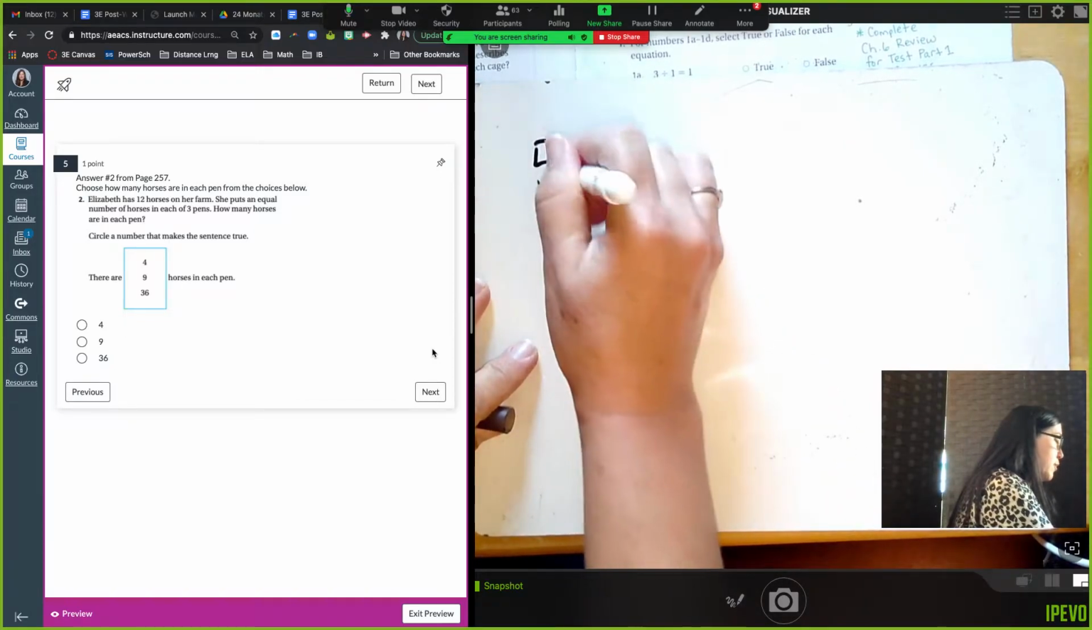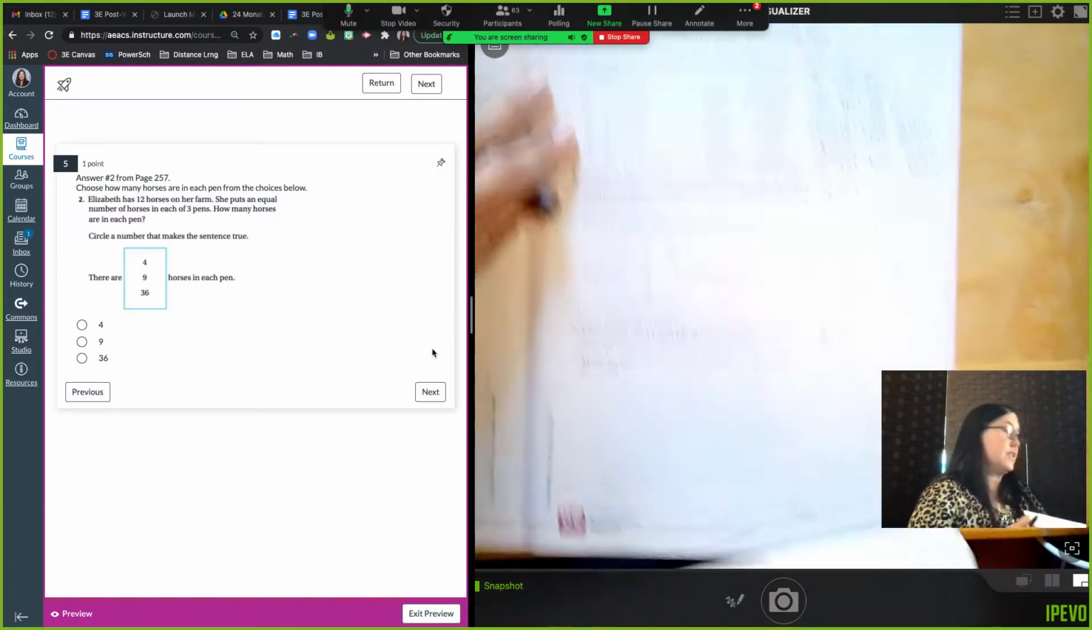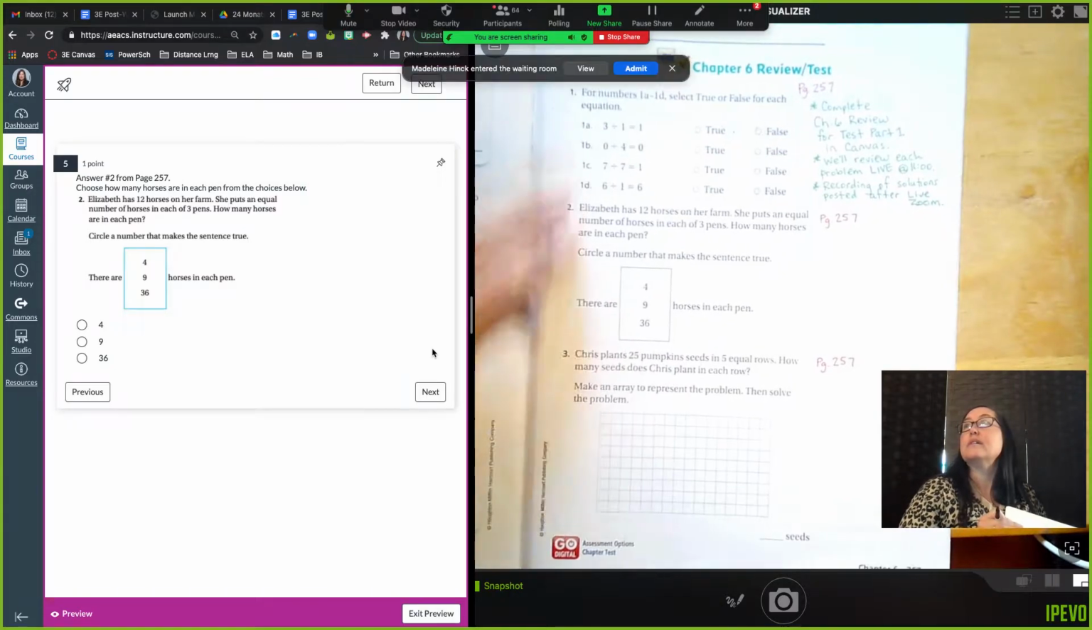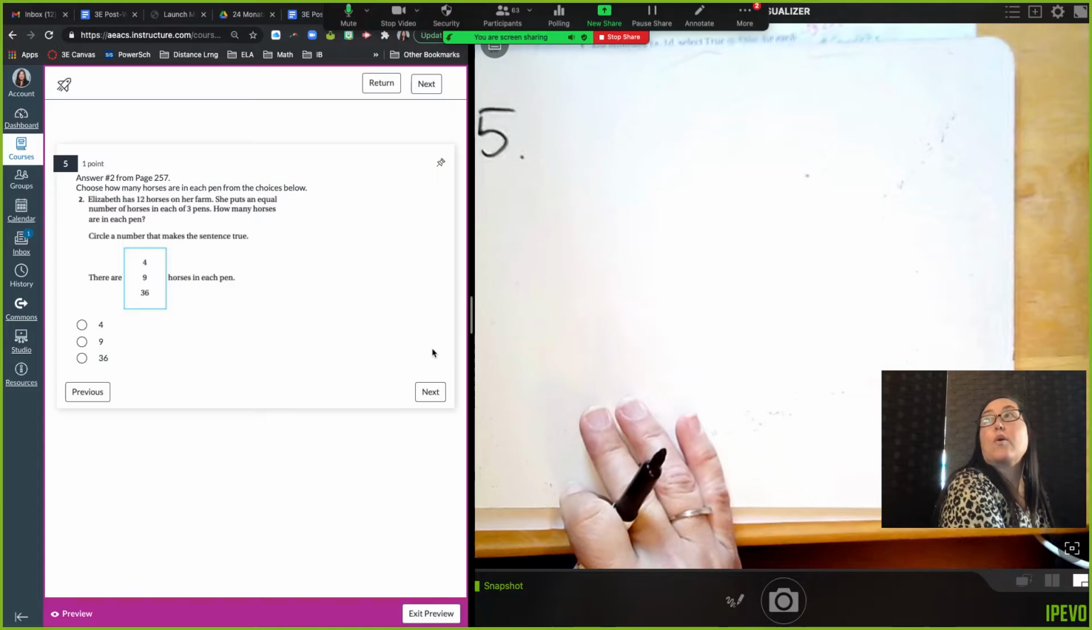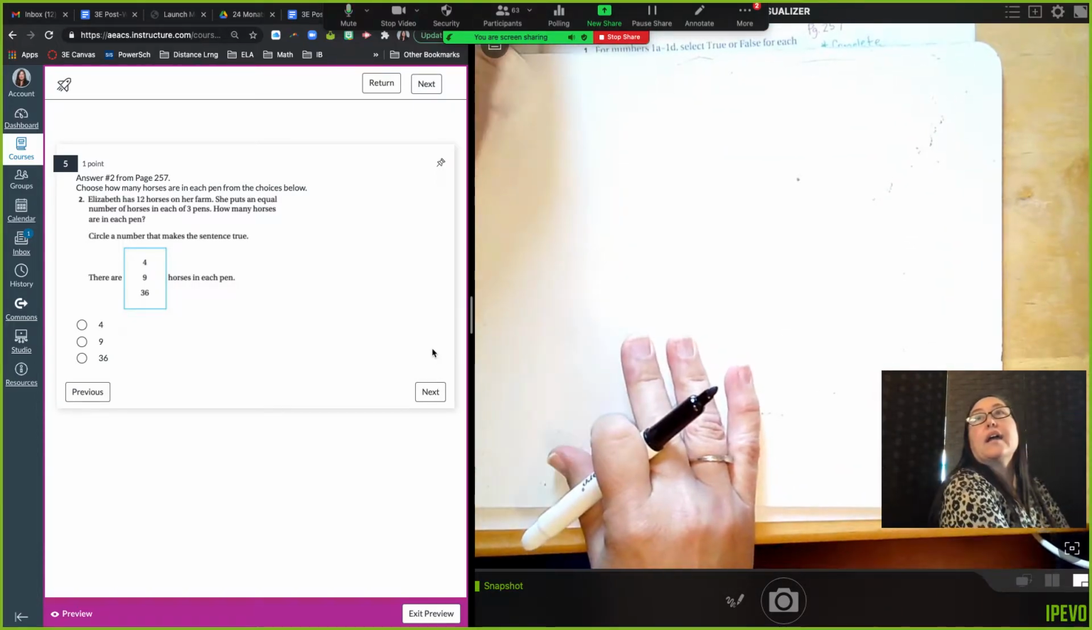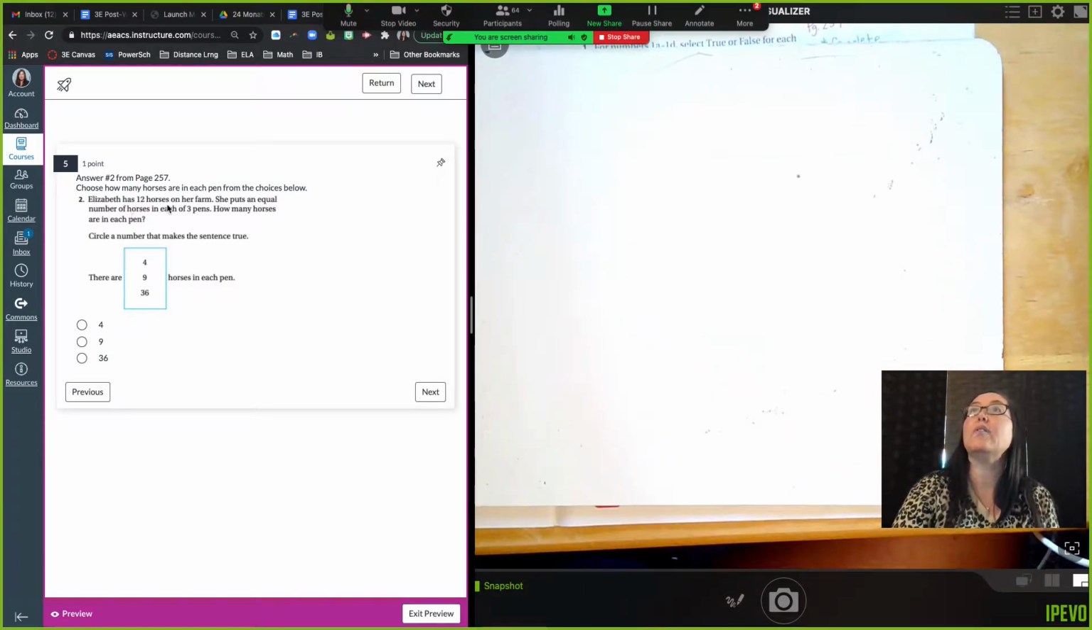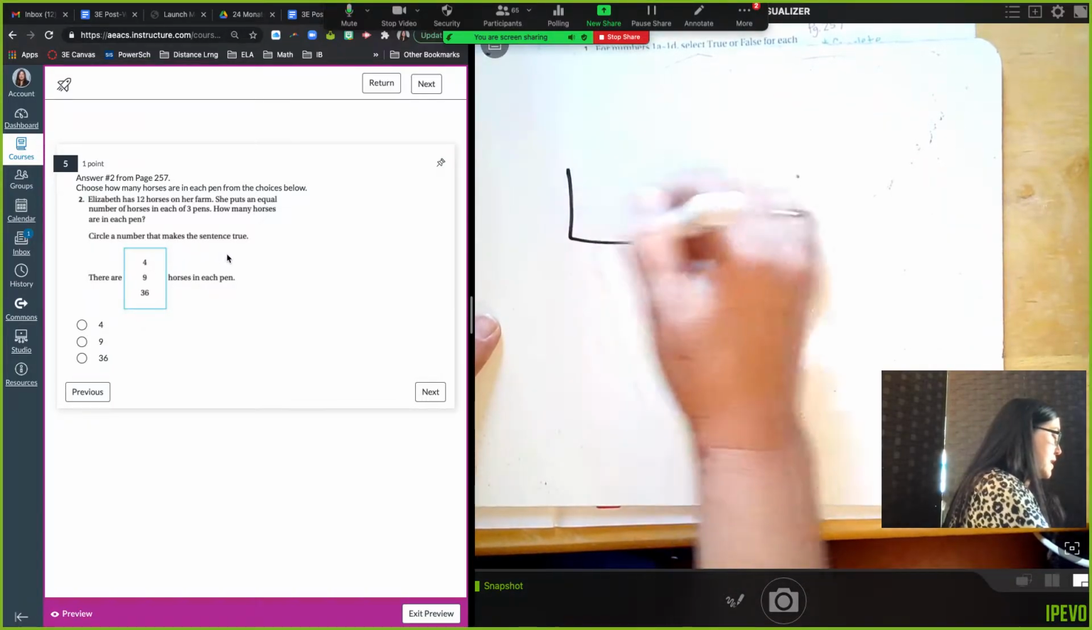All right. Now let's take a look at question 5 on your quiz, which is really from question number 2 on your booklet. So you can see I broke those up. So now we're looking here at number 2 about Elizabeth and her horses. Elizabeth has 12 horses on her farm. She puts an equal number of horses in each of 3 pens. How many horses are in each pen? So we have to circle or choose the number that makes the sentence true.